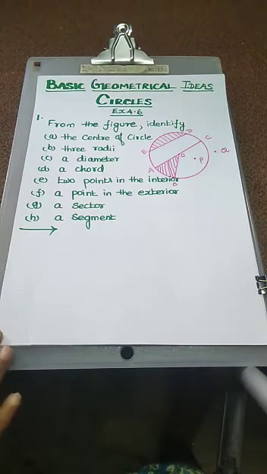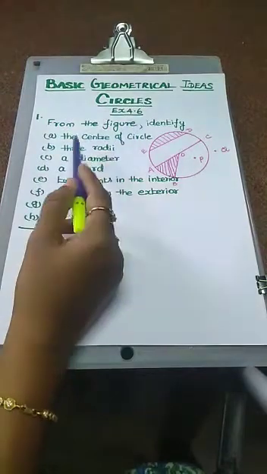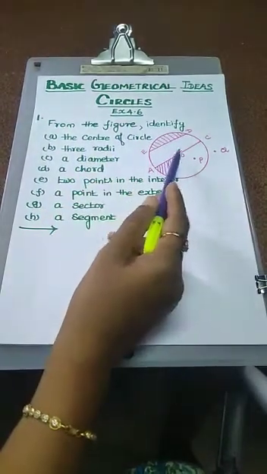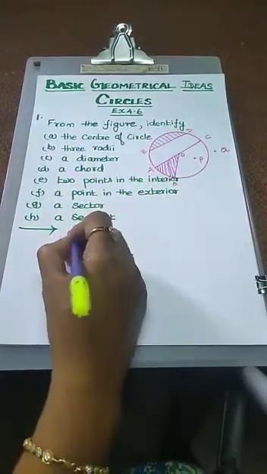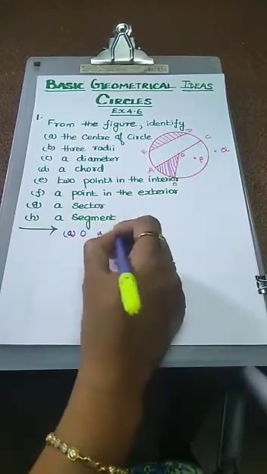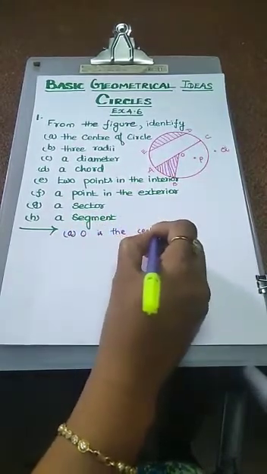First, what is a circle? A circle is the path of a point moving at the same distance from a fixed point. Here, our question is to identify the center of the circle. O is the center of the circle. So, the first subdivision answer: O is the center of the circle.